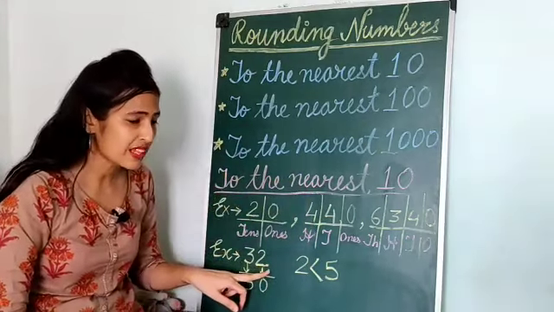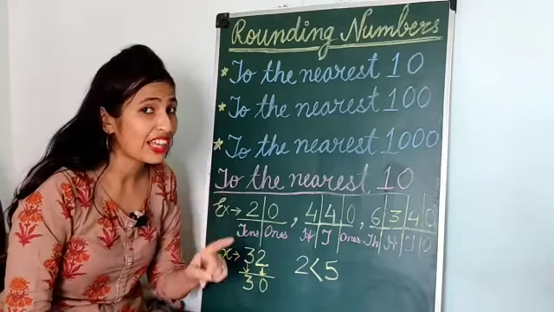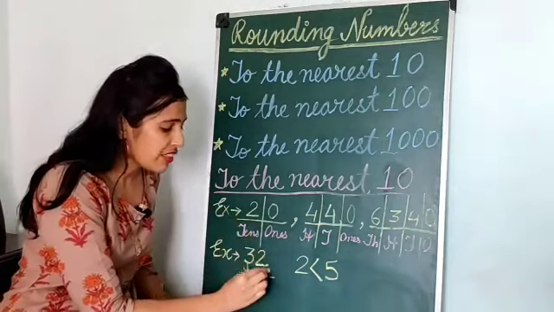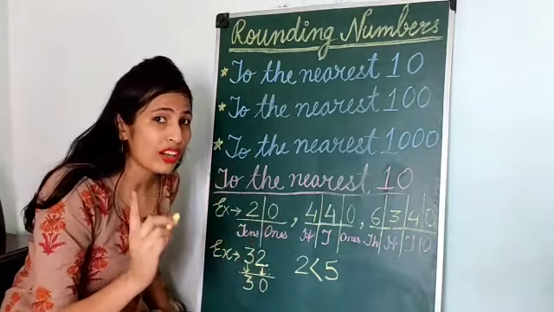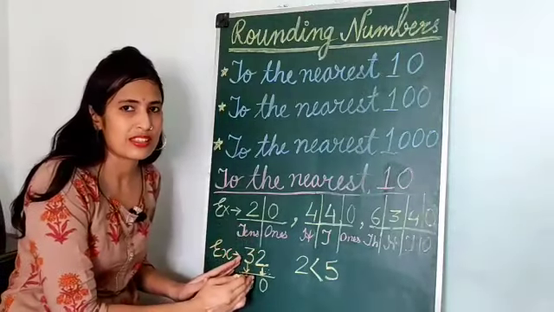So when the ones place number is 5 or greater, you have to add 1 in the tens place. And when the ones place number is smaller than 5, you don't add any digit in the tens place.